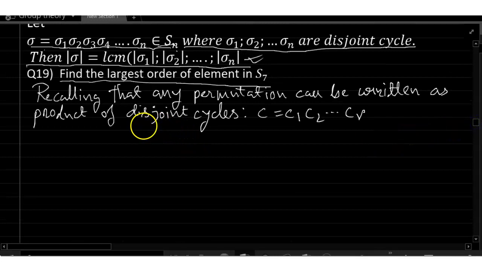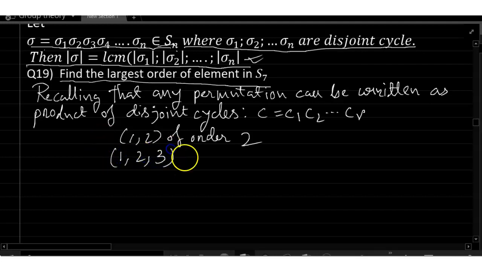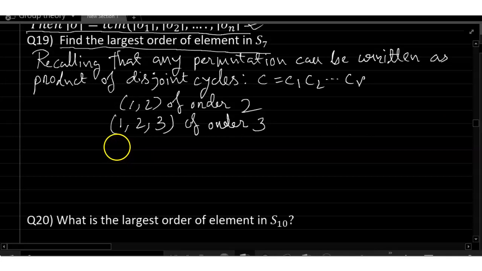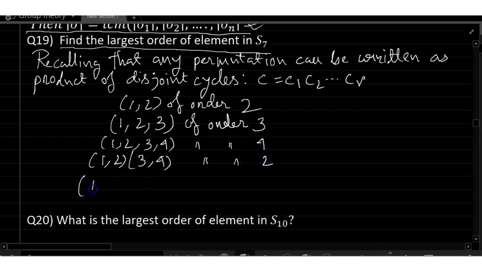So I can write this way: (1, 2) of order 2, (1, 2, 3) of order 3, (1, 2, 3, 4) of order 4, (1, 2)(3, 4) of order 2, (1, 2, 3, 4, 5) of order 5.